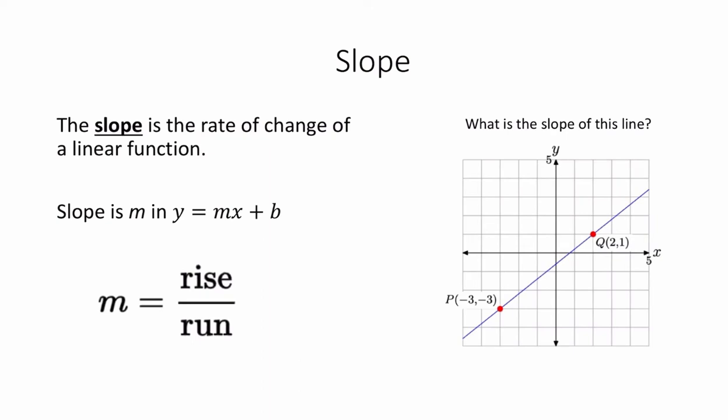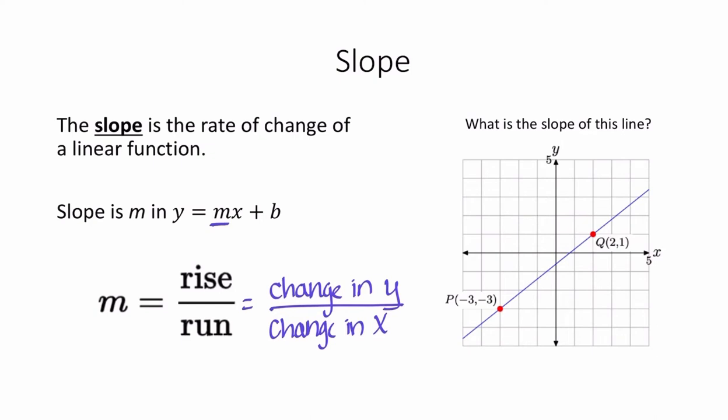The slope, remember, is the rate of change of the linear function. If you're looking at an equation in y = mx + b, the slope is going to be the value of m. M is also described as the rise over run, and I like to think of this as the change in y over the change in x. So let's look at this graph and talk about how you can figure out the slope of the line.